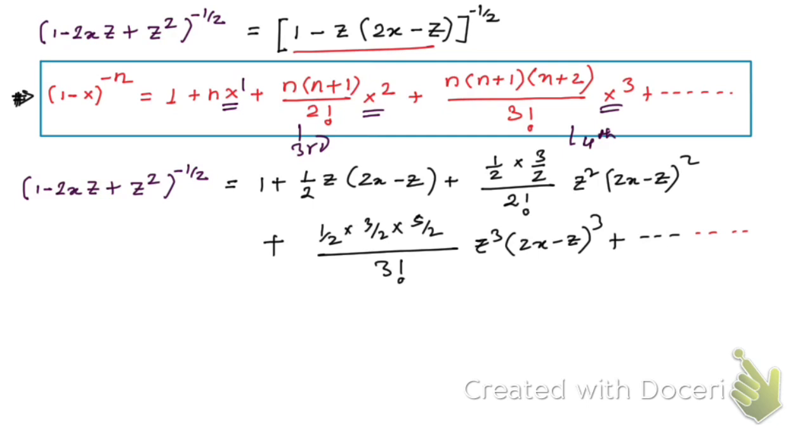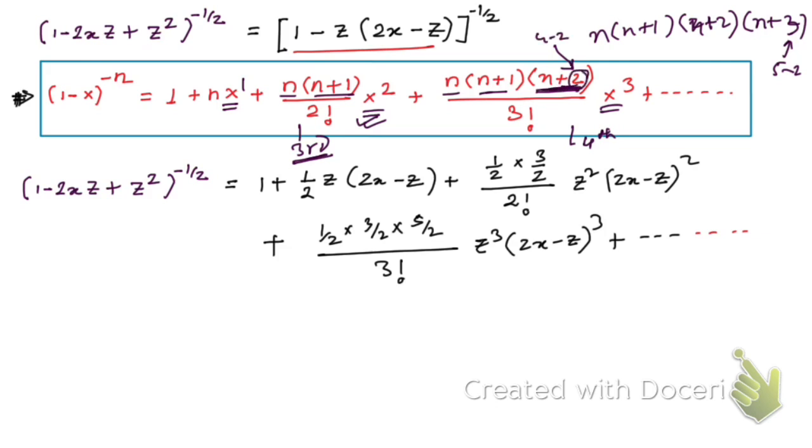And when you have taken x square here, in the third term you see we have n into n plus 1. In the fourth term we have n into n plus 1 into n plus 2, right? In the fifth term we're gonna have n into n plus 1 into n plus 2 into n plus 3, right? So that means if we take a fifth term, then this should be 5 minus 2. If we take the fourth term, here it should be n plus 4 minus 2, right? That means n plus 2, right?